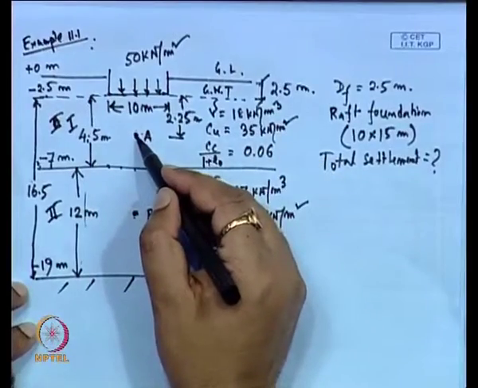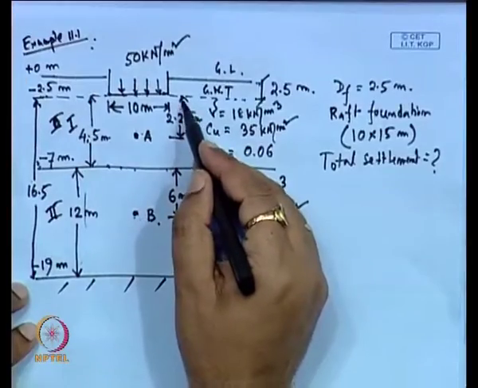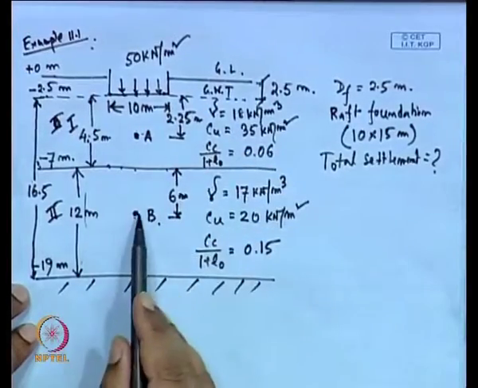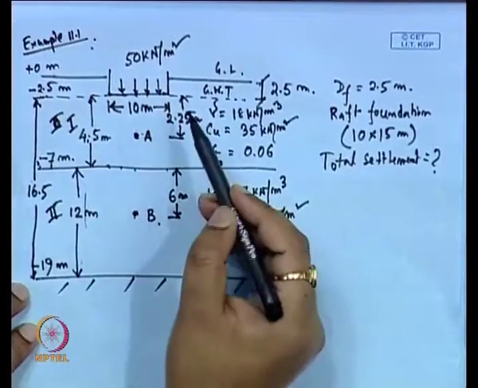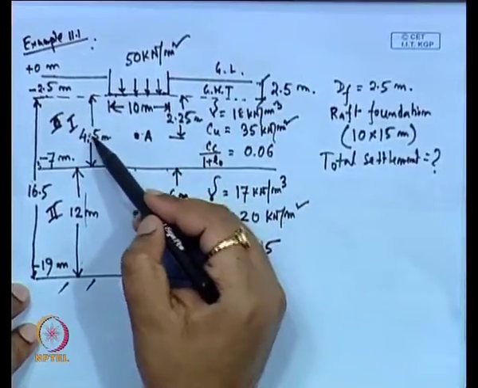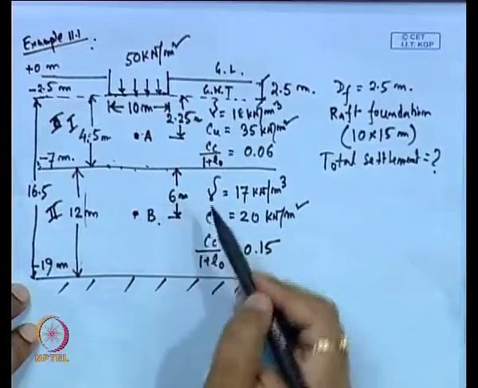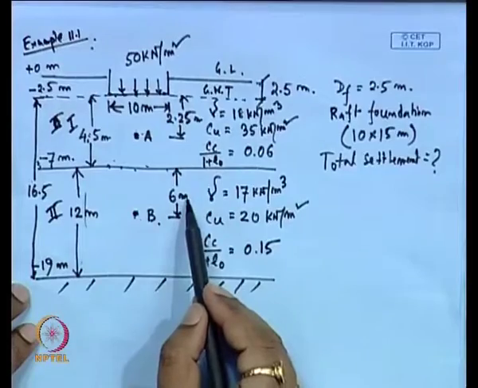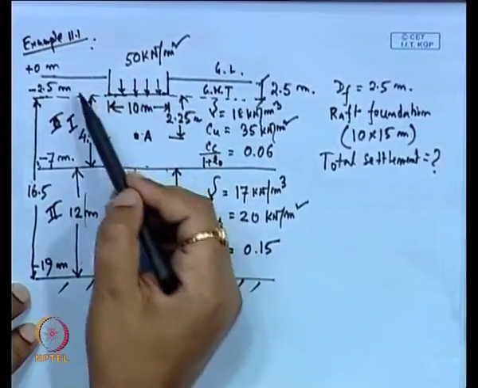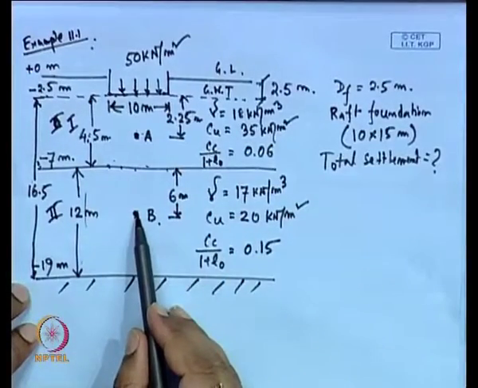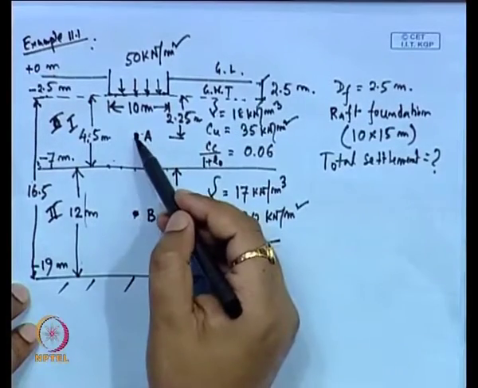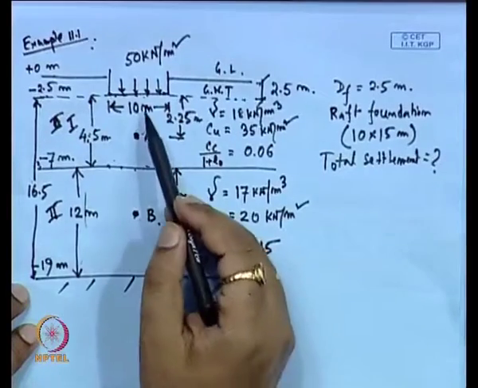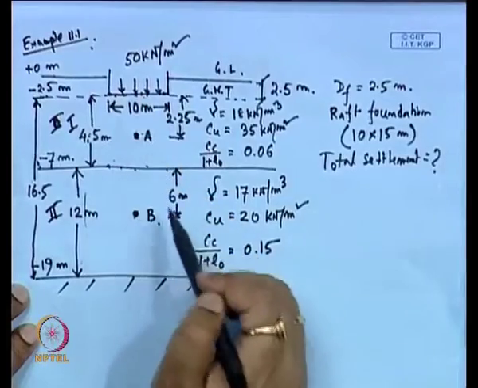So, when you calculate the effective overburden pressure at point A, which is 2.25 meter below the base of the footing, this will be 2.5 into 18 plus 2.25 into 8. Similarly, at point B, this will be 2.5 into 18 plus 4.5 into 8 plus 6 into 7. Here also we consider 7 because 17 minus 10 is 7. That will give us the effective overburden pressure at point B. The depth of A from the base is 2.25 meter and the depth of B from the base of the footing is 10.5 meter.